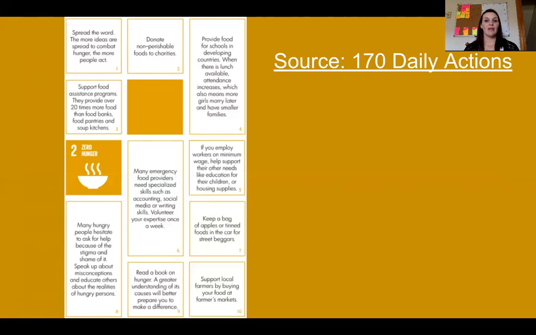And so I've grabbed the Zero Hunger. Again, this is linked in your slides, but here are some of the things we can do about Zero Hunger. And there are some really great connections to things that many schools probably already do, like food drives and can drives, but there's some other ideas in there as well.